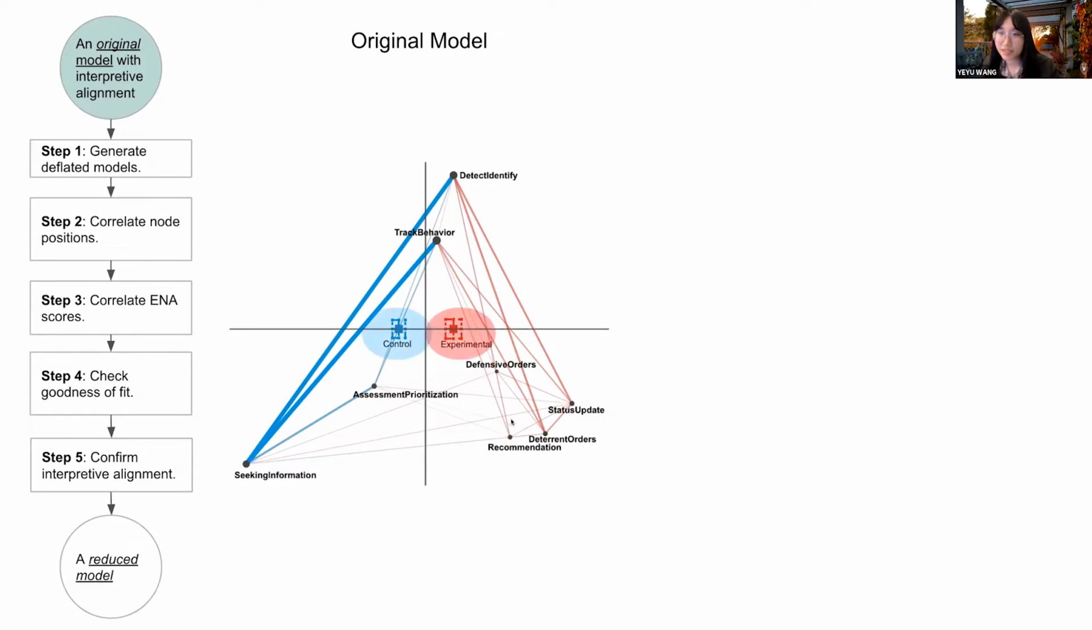Second, we observe the interpretive alignment based on the behavior of individuals and groups. From the qualitative perspective, we observe that the control teams had very different interactions compared to the experimental groups. And quantitatively, if you look at the plot and the confidence interval here, we observe a significant difference between the two conditions.